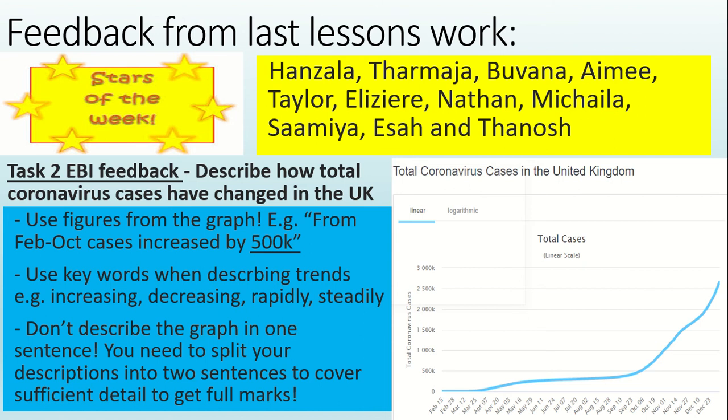So what I wanted you to do was to split your descriptions into 2 sentences to cover sufficient detail. So in the model answer I gave you, I wanted you to say between February and October, coronavirus cases steadily increased from 0 to 500K. And then splitting the descriptions, you could have said from October to December, cases rapidly increased from 500K to 2,500K. So that's my feedback.